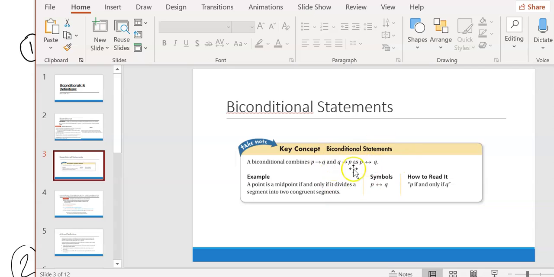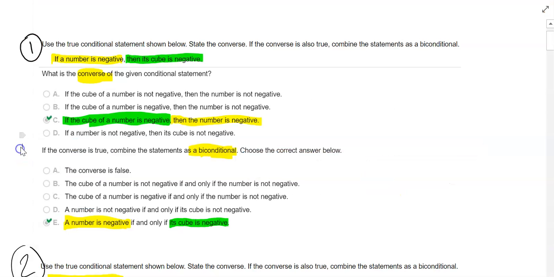So looking at these symbols, we have P to Q, so this is an if-then statement, then we switch that order, and if both of those are true, then we can use this. We have a new symbol here which stands for if and only if. So we have our original conditional, and then if and only if our conclusion. So let's look at an example of that.